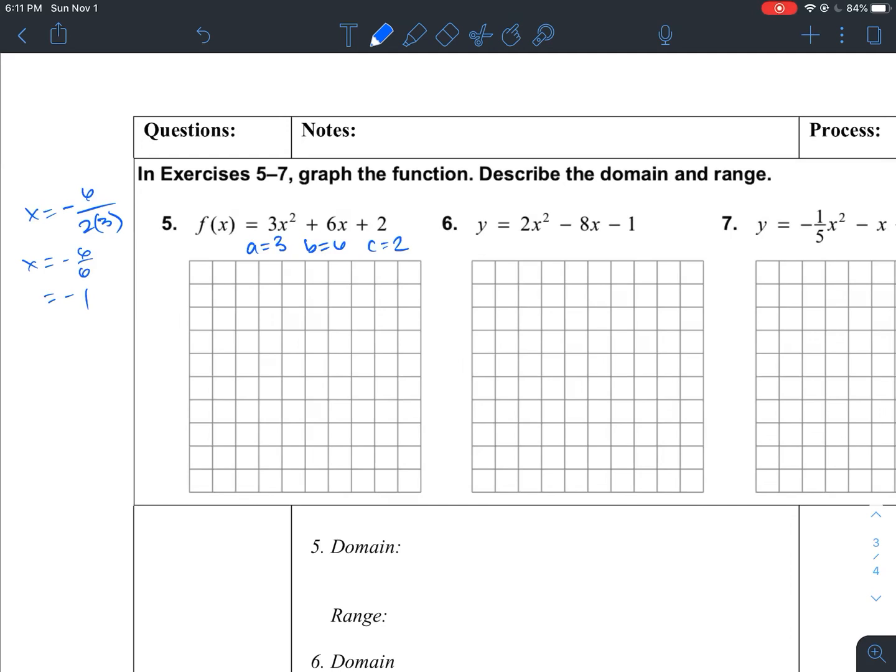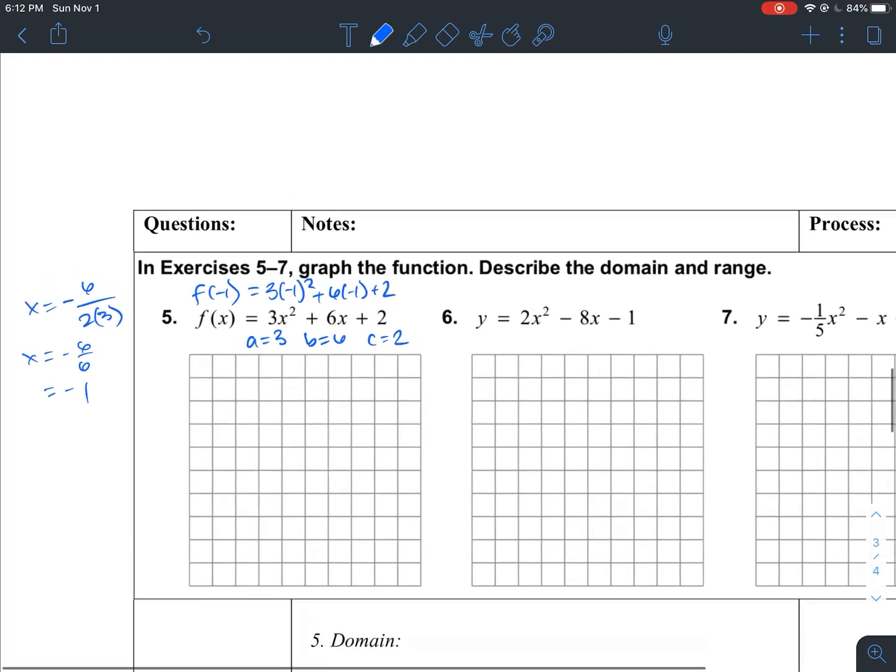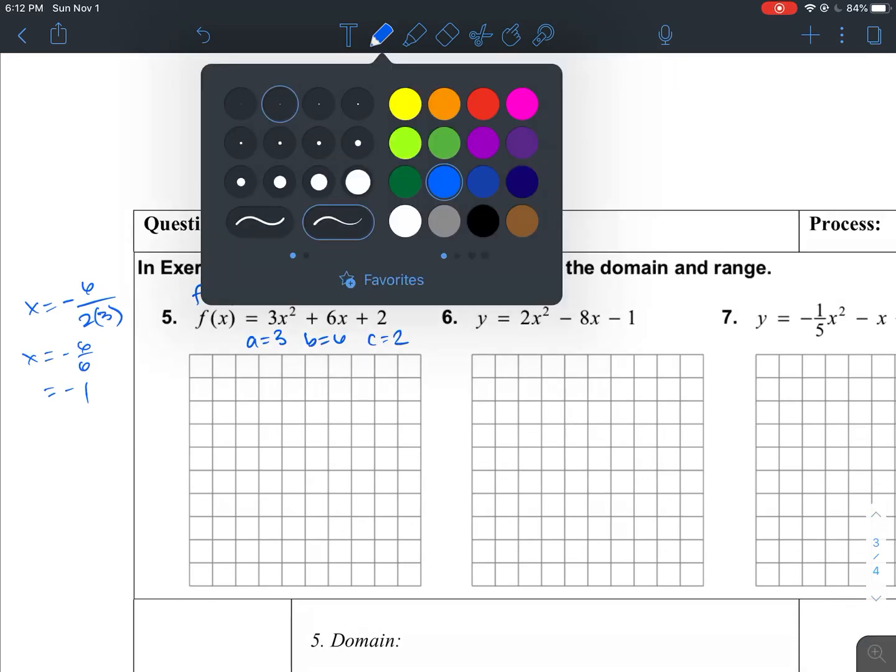So I know I'm going to be at negative 1 for my vertex on the x value, so let's plug in f of negative 1 to find the y value. So that's equal to 3 times negative 1 squared plus 6 times negative 1 plus 2. So 3 times negative 1 squared is just going to be 3. So f of negative 1 is going to be 3 minus 6 plus 2, so that's going to be equal to negative 3 plus 2, and that's going to be equal to negative 1. So my vertex will be at negative 1, negative 1.